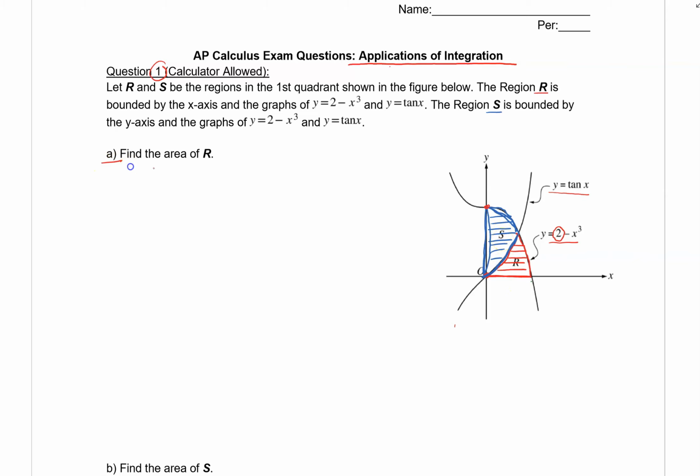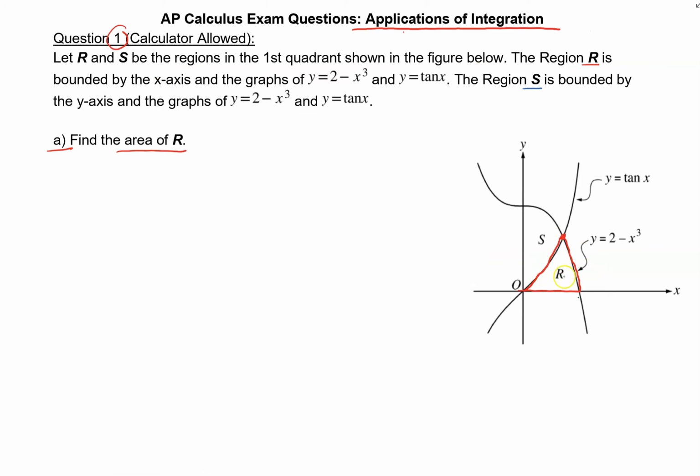Now part A is asking us to find the area of R. And again, R was this sort of triangular region down here bounded by the x-axis and the two curves. So when we're finding the area of a region, what we typically want to do is split the area up into many different rectangles, where the height is determined by the higher function minus the lower function, and then the base is just like a dx type of thing.